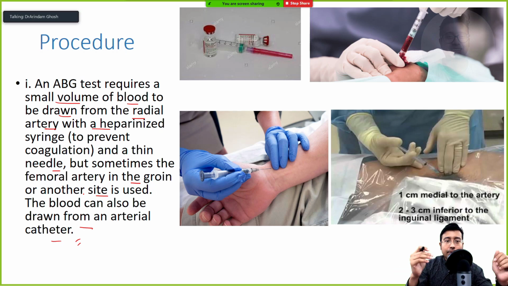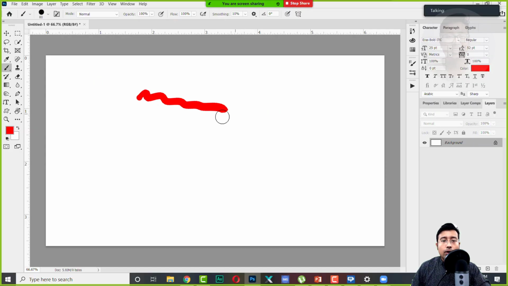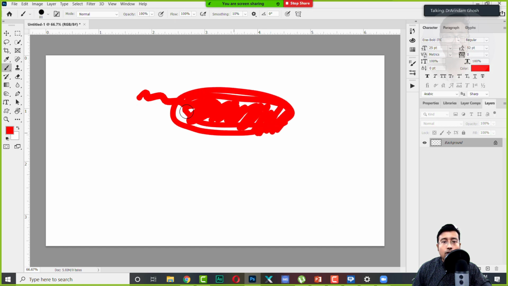Okay, let me show you. This is how arterial blood looks. I'm not kidding, this will be the actual color of arterial blood. It's as bright red as anything. This is artery blood, ekdam red, bright red, right?